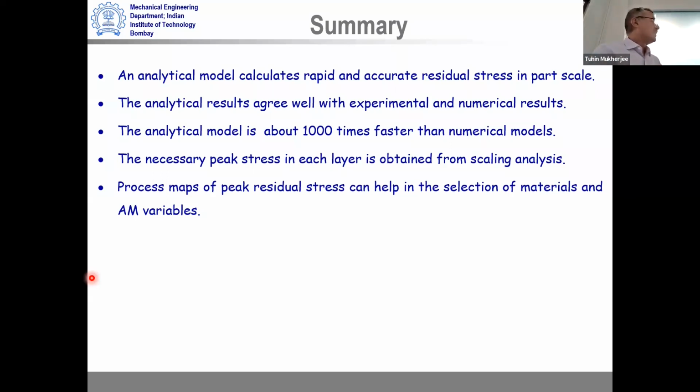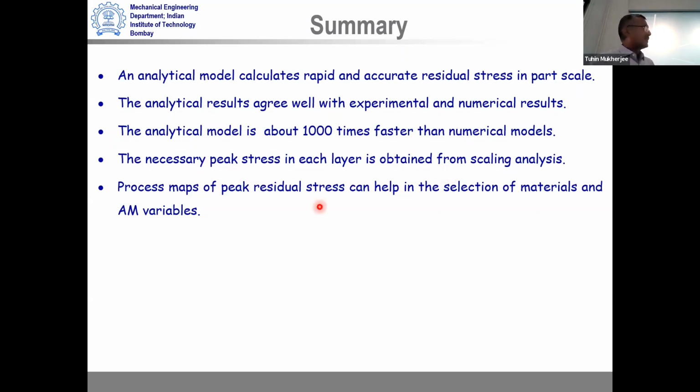So this is an exclusive method which is shown here, that can calculate rapid and accurate residual stresses in part scale, which is of importance today. It can do so nearly 1000 times faster than numerical models, maybe more if we can also do some perfection in our calculation, perhaps slowly as we are working further on that.